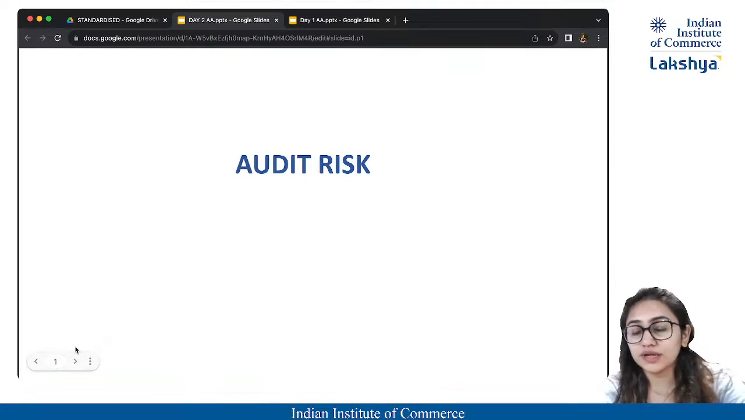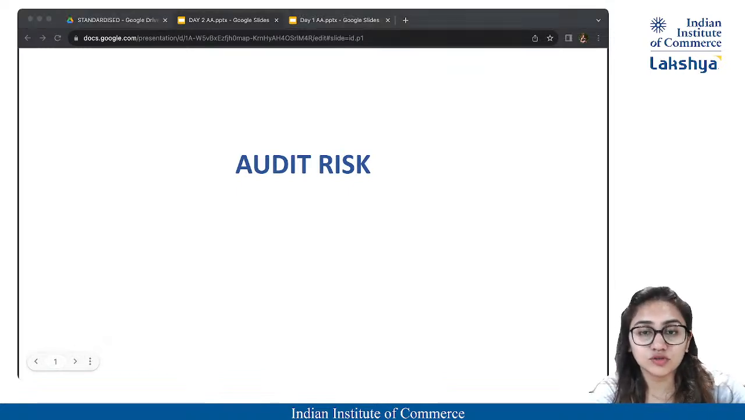The most common and frequently asked topic in the AA exam is audit risk. So we are going to study audit risk in detail, the different types of risks that are there, and then solving questions on this audit risk. Okay.